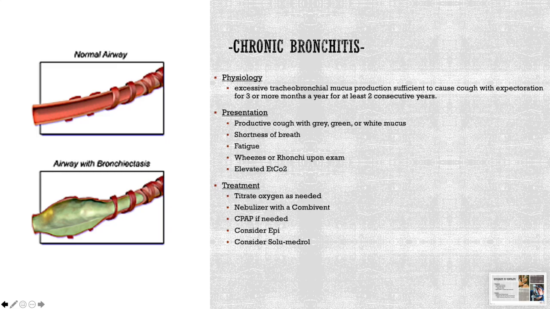They're going to need a nebulizer with a Combivent. So this is going to be albuterol and Atrovent. That Atrovent is really going to help decrease the viscosity of the mucus and really give them the ability to cough it up. And the albuterol to help open them up and get some air in there.